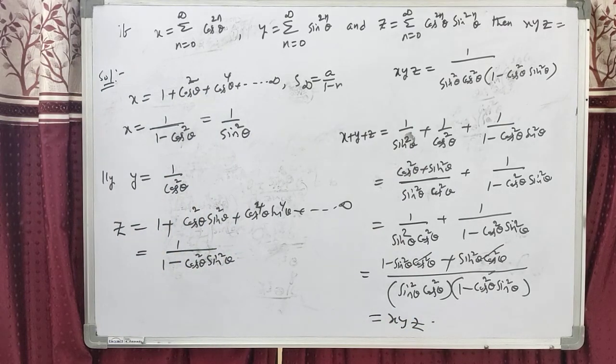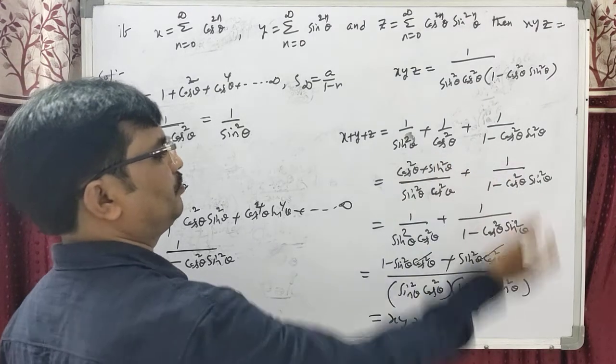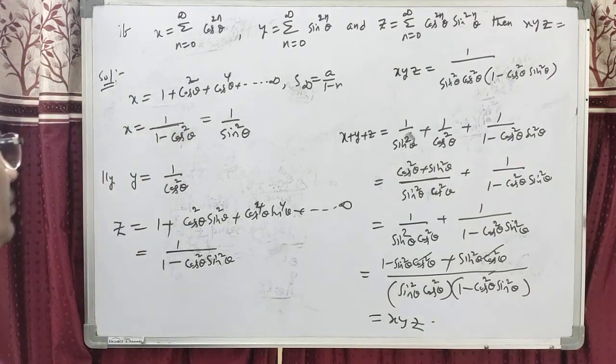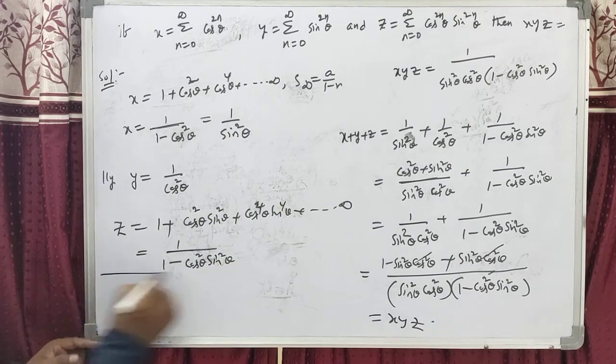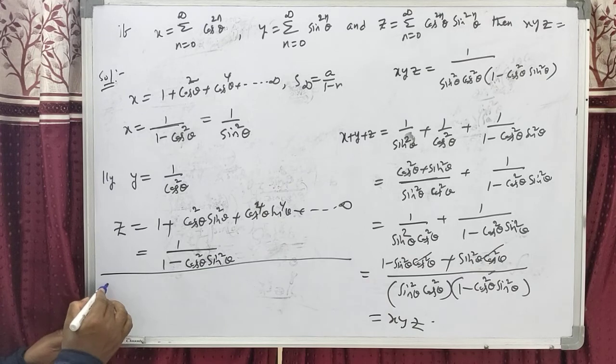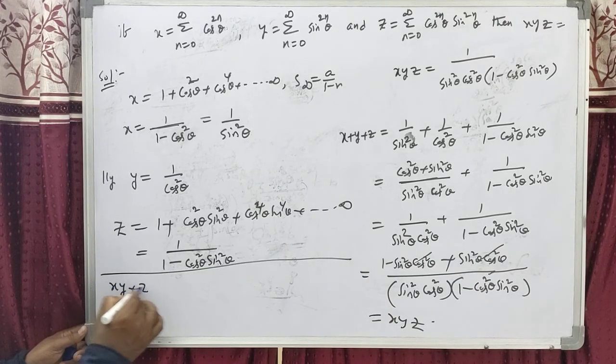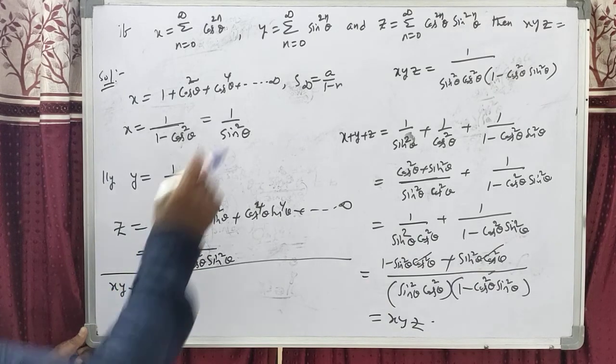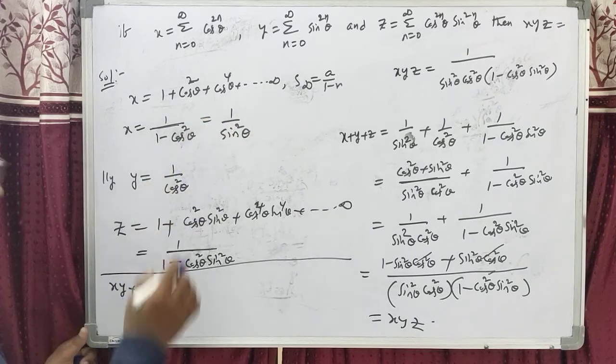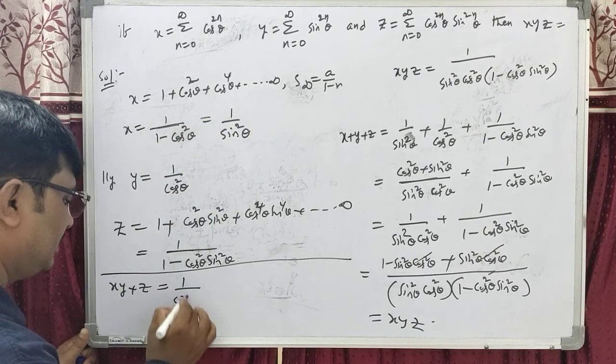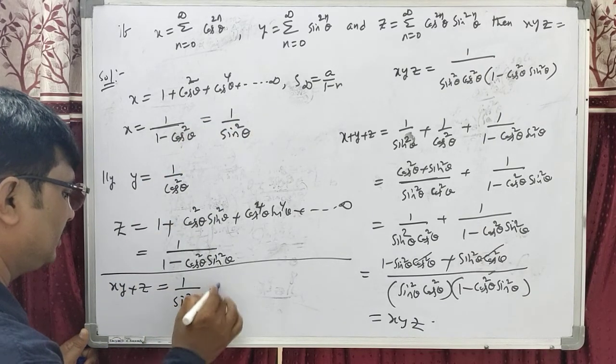Okay students, and one more thing: you can write x plus y plus z equals xyz. Dear students, another option is xy plus z. x into y is 1 into 1, that is 1 by sin square theta cos square theta.